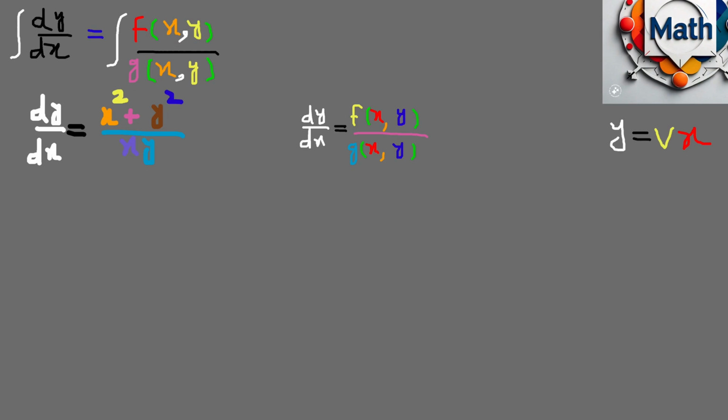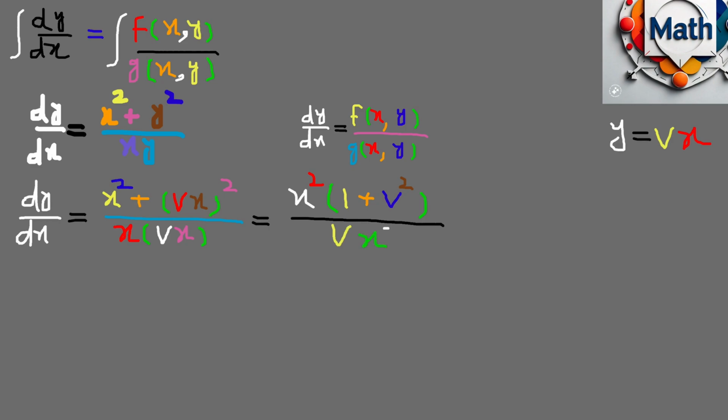Substitute y = vx and dy/dx into the original differential equation. The quantity x² + v²x² divided by vx². Simplify the right-hand side: (1 + v²)/v.